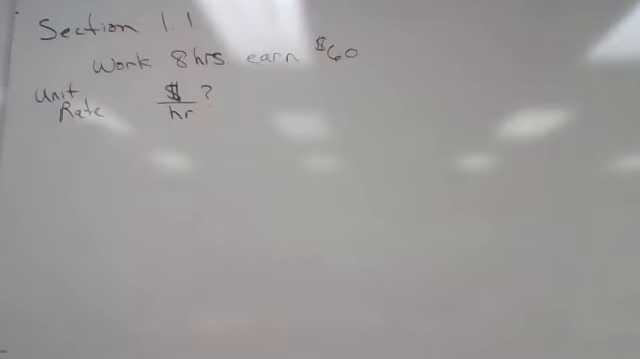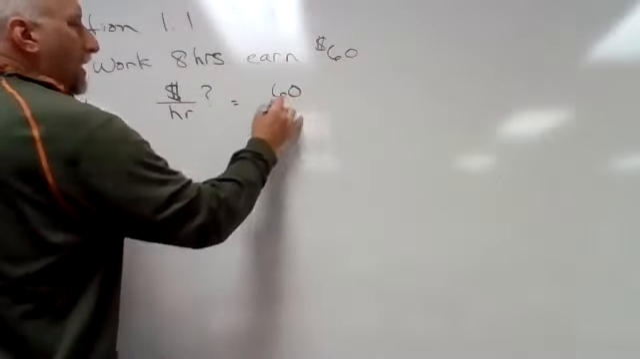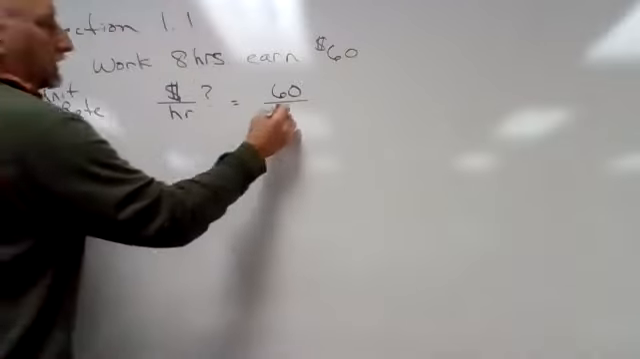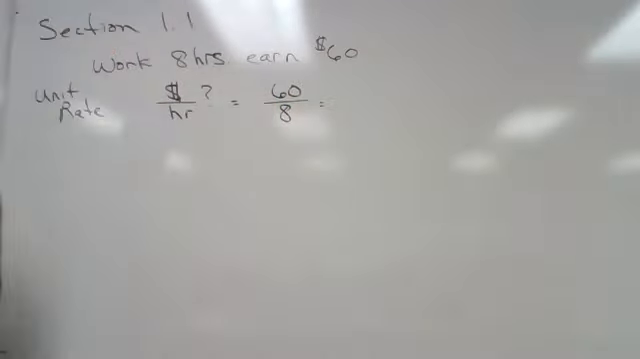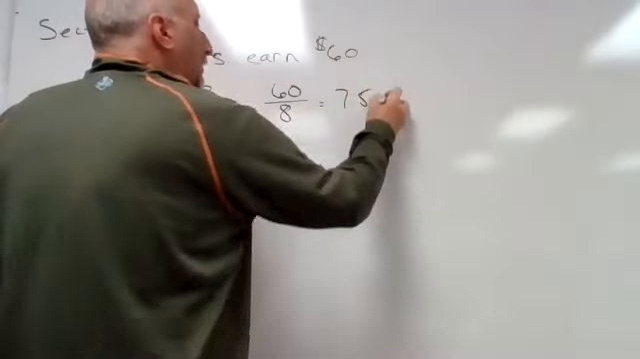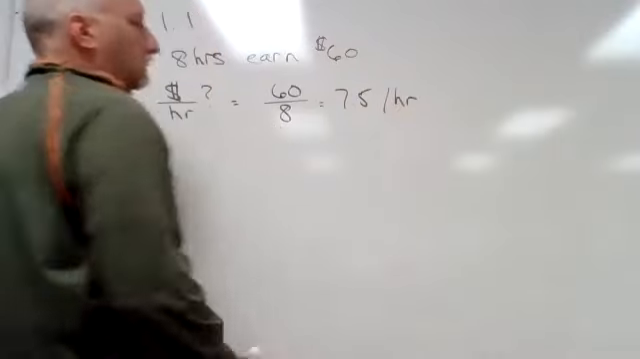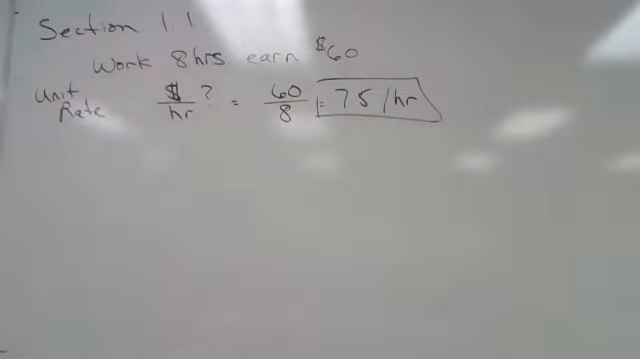How do we handle that? Well, pretty simple. Your $60 goes on top, your hours go on the bottom, and all we're going to do is divide that out, and you get about $7.50 per hour. Just divide that out, use a calculator, have at it.